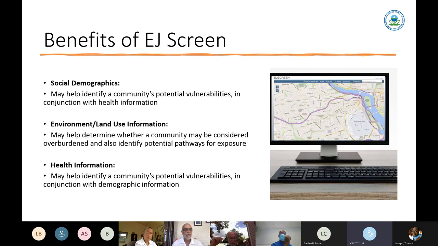So, benefits of using EJSCREEN. Social demographics may help identify a community with potential vulnerabilities in conjunction with health information. Environmental land use information may help determine whether a community may be considered overburdened and also identify potential ways for exposure. Health information may help identify a community's potential vulnerabilities in conjunction with demographic information.